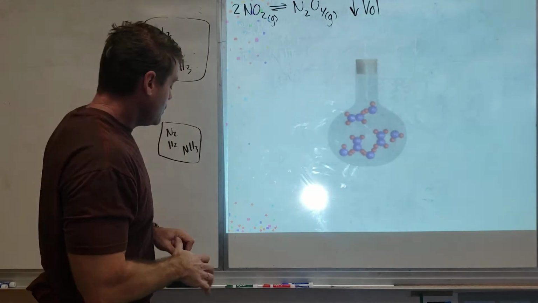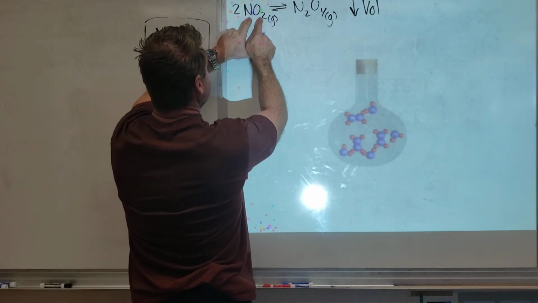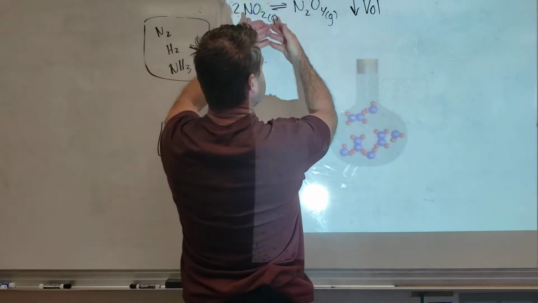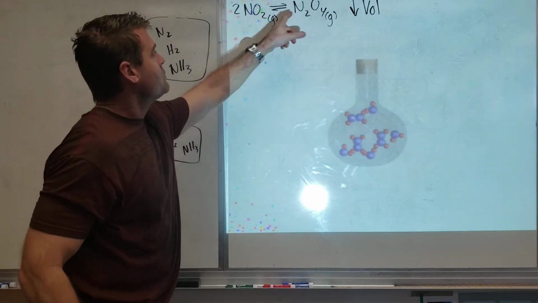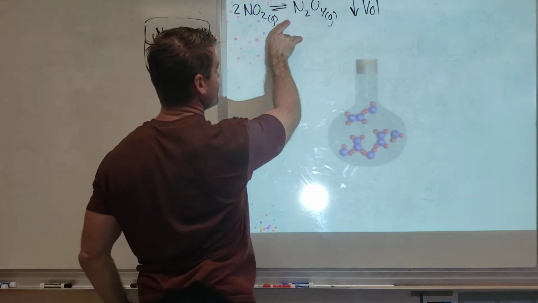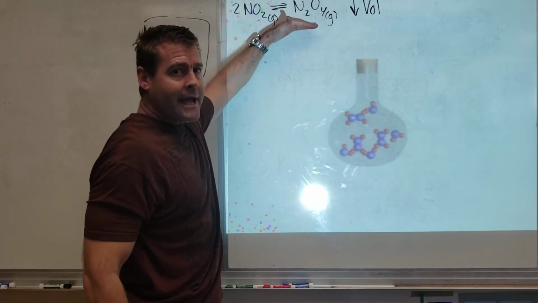If the nitrogen and oxygen atoms arrange like this, how many gas molecules result? 2. But if those same atoms arrange themselves like this, how many gas molecules result? Only 1. Which arrangement of atoms results in less overall gas molecules? Do you agree? This one. So what's the result? There's going to be a shift to the right.